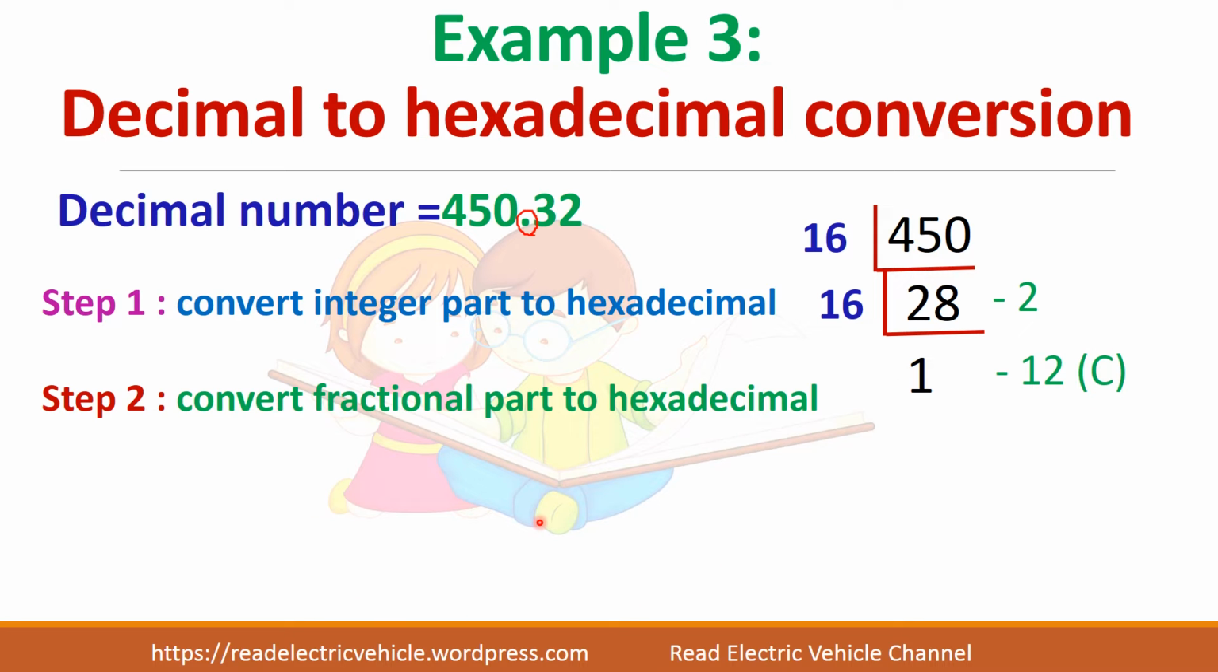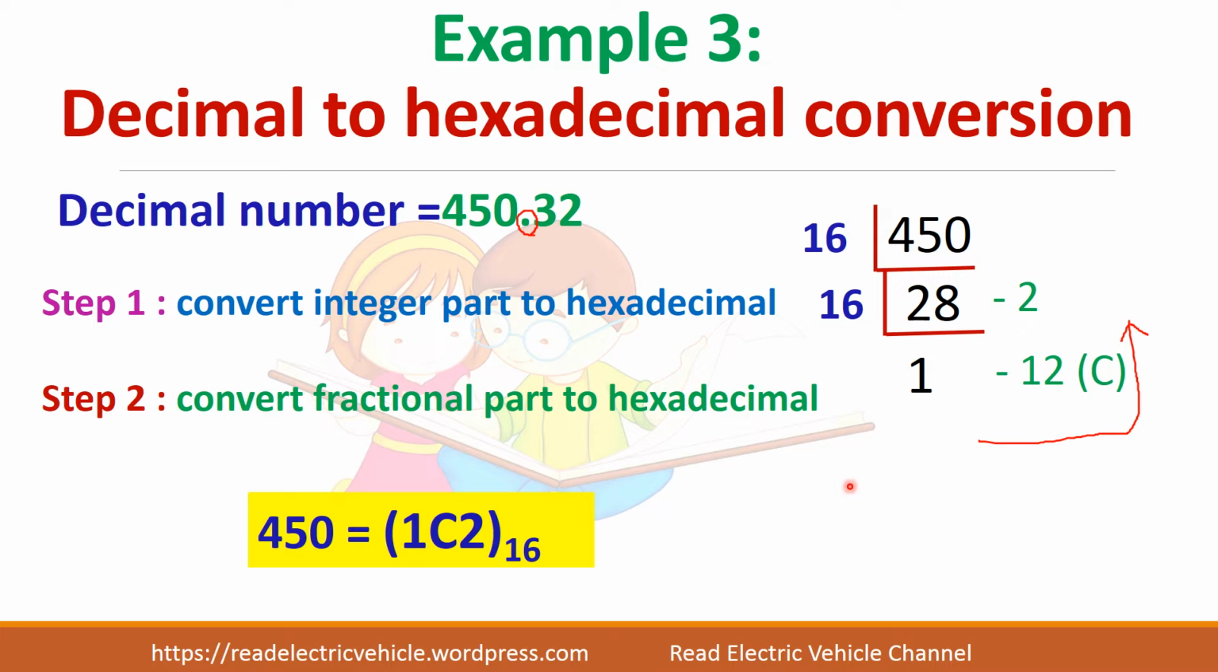So now for 450, what we are getting is 1C2. Always start from bottom to top. You put the arrow from bottom to top in case of the integer part. 1C2. Next we will do the fractional part.